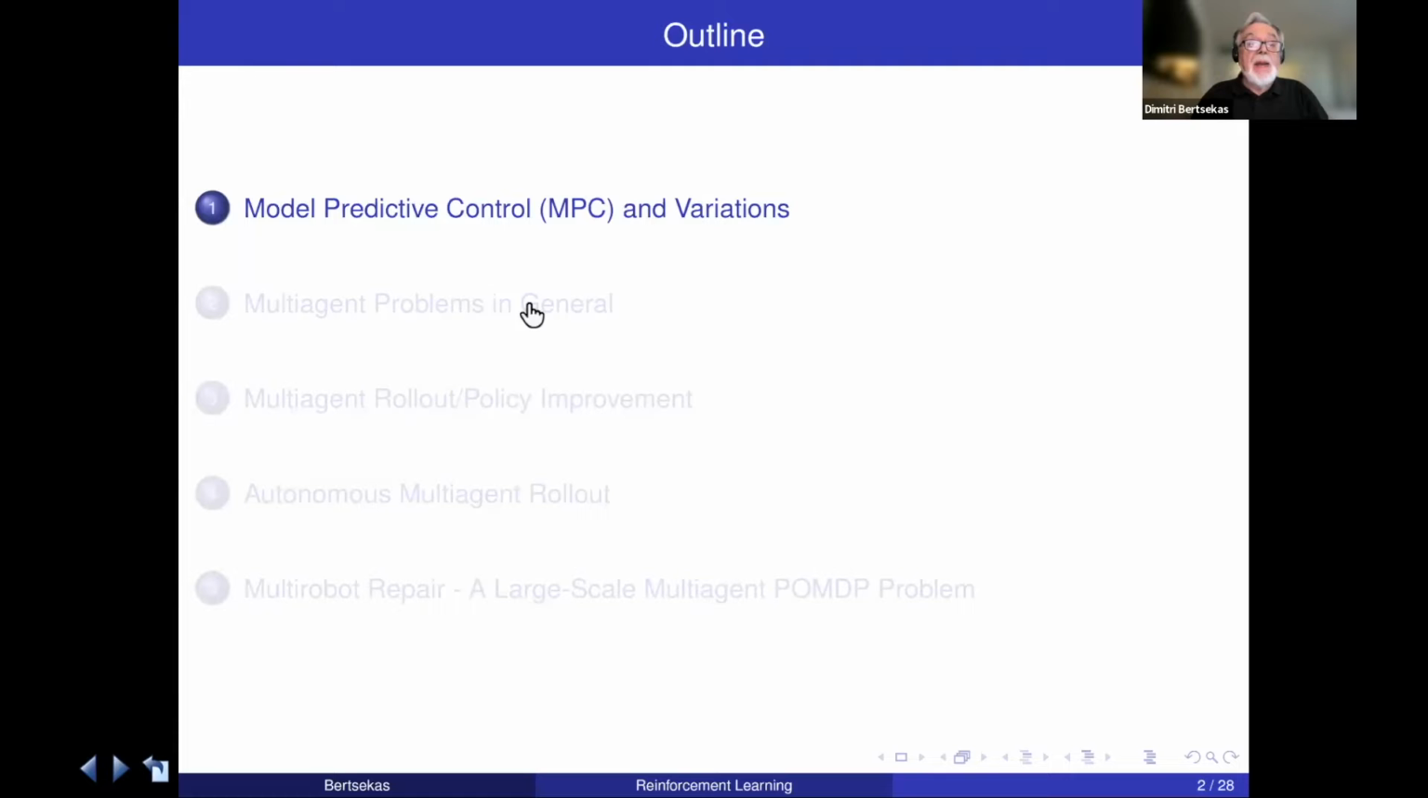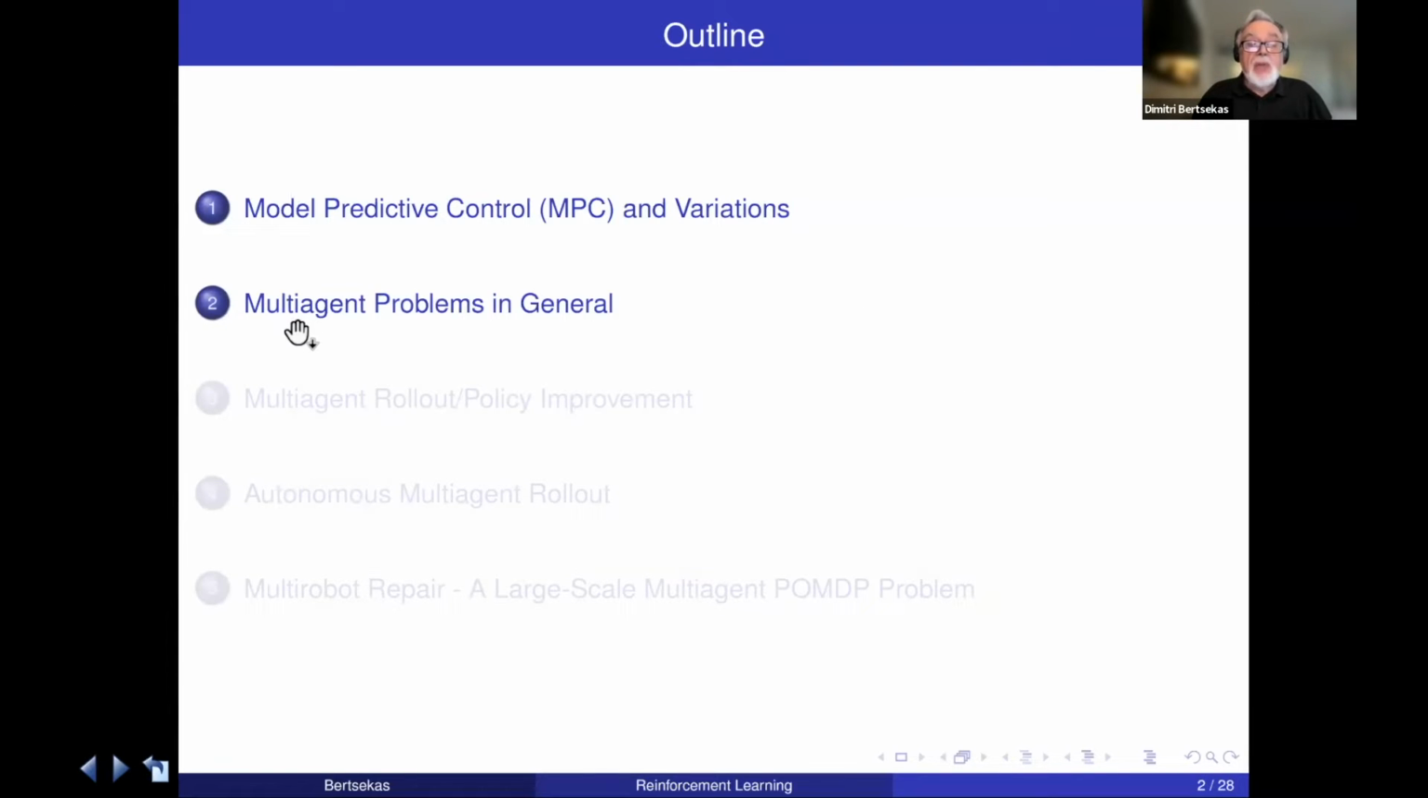Okay, here's the outline. First, we talk about model predictive control, a major methodology in control system design, and also of particular interest to us because it involves a lot of the elements of reinforcement learning. And in fact, it has a lot of commonality with the AlphaZero architecture and the TD-Gammon architecture that was the starting point for our course. We're going to talk about issues of stability, which are very important in control theory, and also discuss a few variations of the basic algorithm.